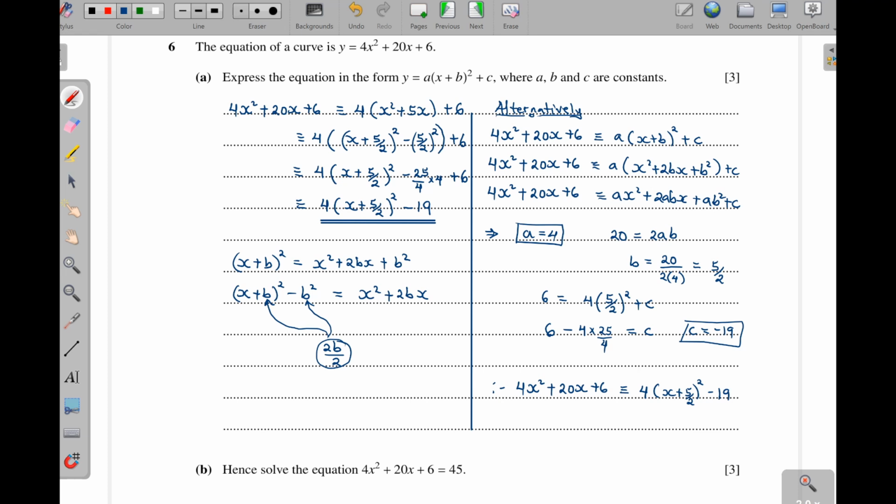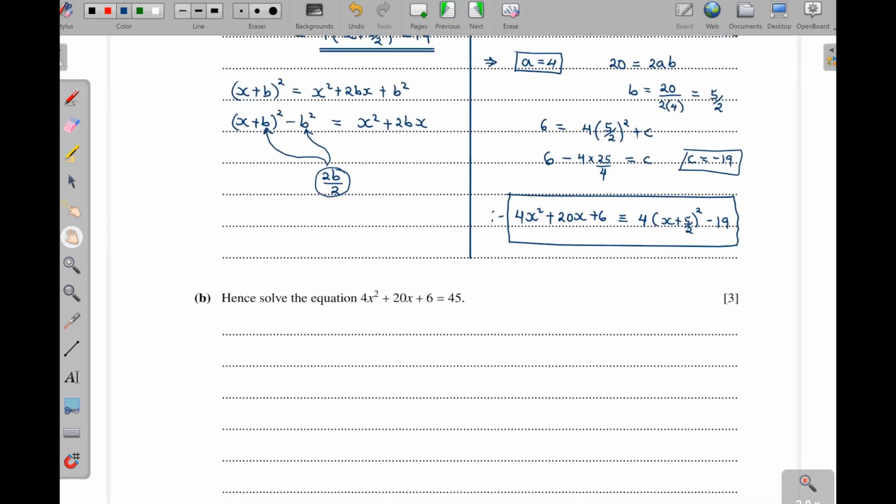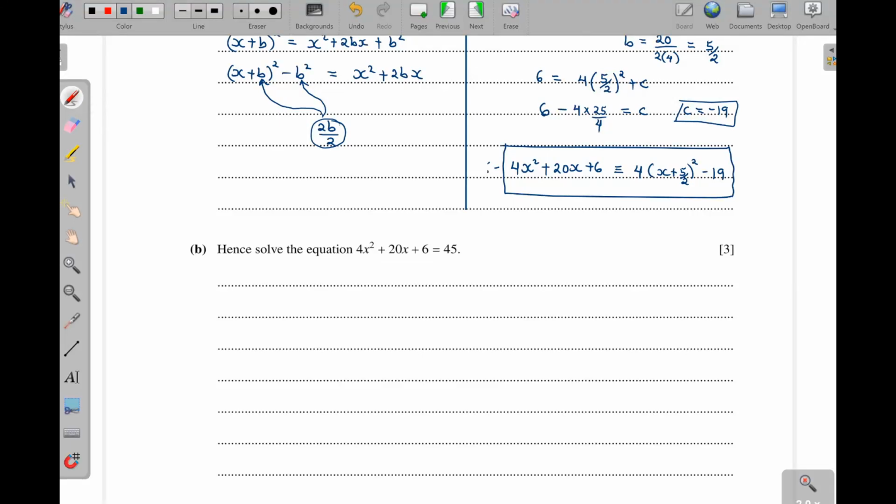So any of the two methods works. Whatever you want. So that is that. Then part B, hence solve the equation. This one here. They said hence. So begin from where you have stopped.